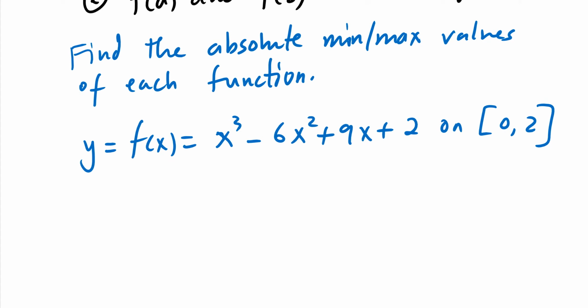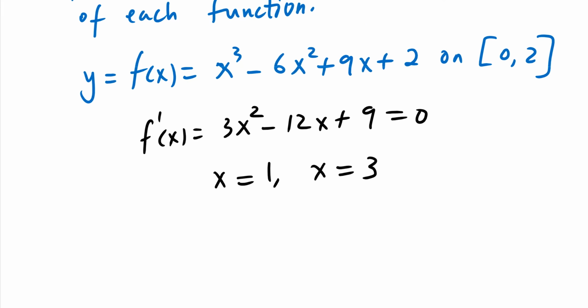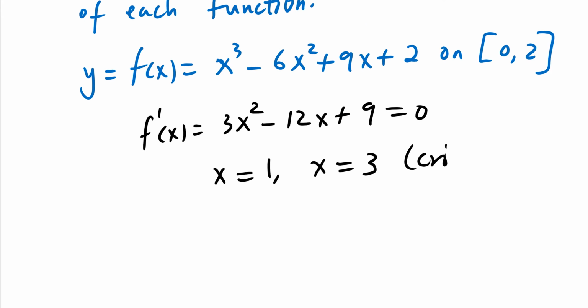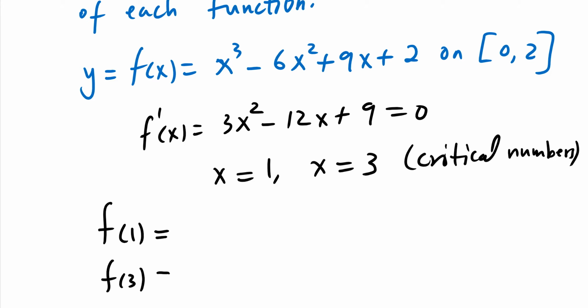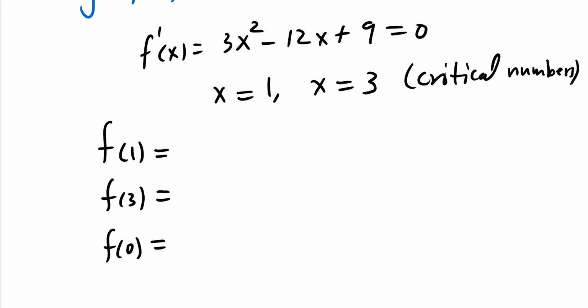So remember, we found the derivative earlier. If you look at the derivative, let me go quick over this. 3x squared minus 12x plus 9. We set it equal to 0 and we solved for x. One of them was 1 and one of them was 3. Now these are the critical numbers. We are going to evaluate this function at the critical numbers, f of 1 and f of 3, and also at the endpoints, 0 and 2. So f of 0 and f of 2.